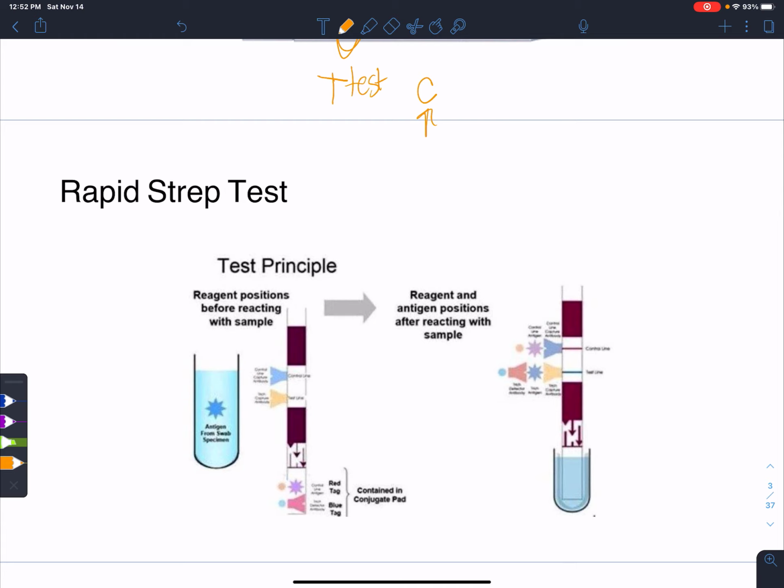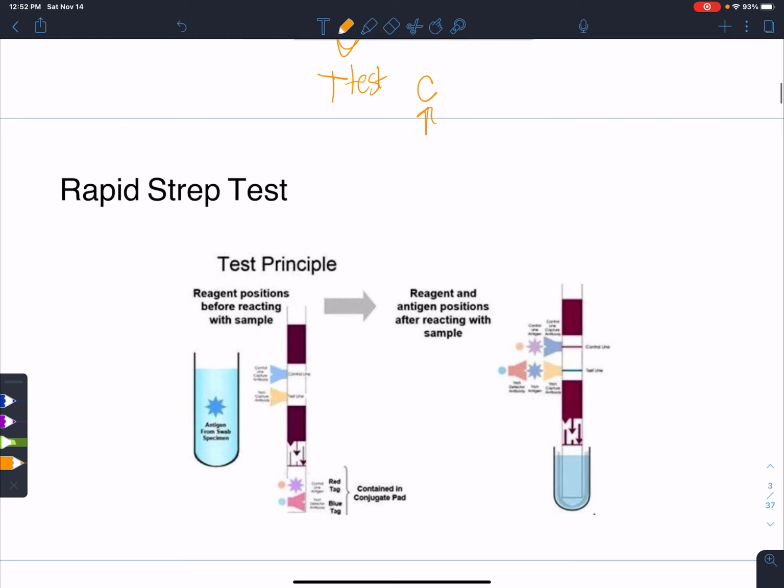And it works the same way. We're just looking for a different antigen. In this one, we're not looking for beta HCG. We're looking for an antigen from that streptococcus organism. Okay?